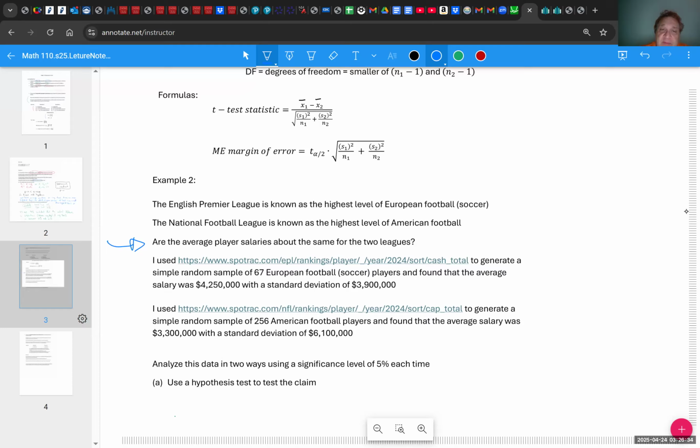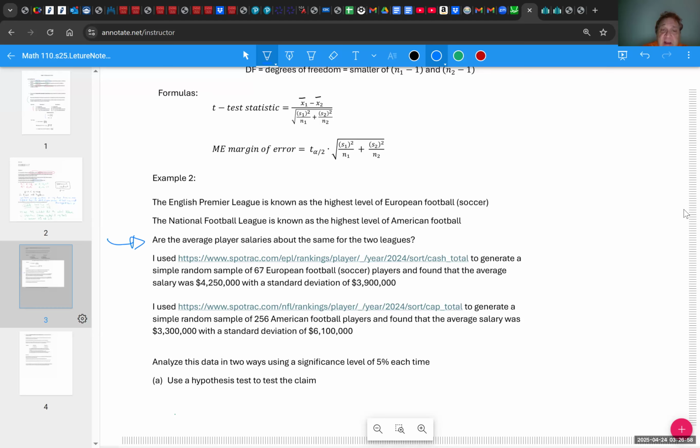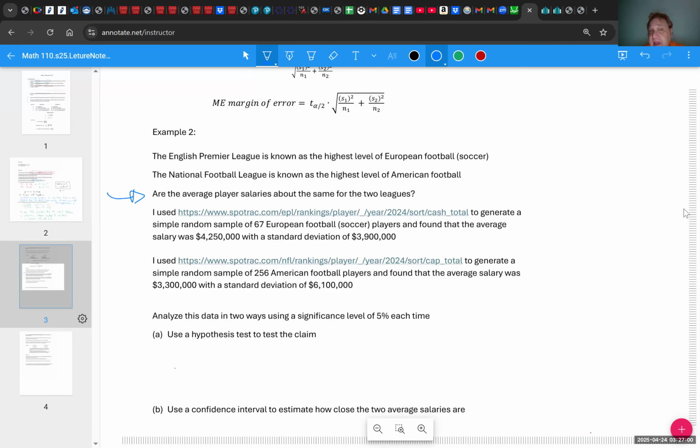So I went to this particular website that I have here, the URL, and I took an SRS, a simple random sample of 67 European football players, and found that their average salary was about 4.25 million and a calculated standard deviation of about 3.9 million. So I got some information from that website. I took about 10% of the players to make my sample. And I went to a similar website to find the salaries of NFL players. And there were a lot more players in the NFL than there are in the Premier League.